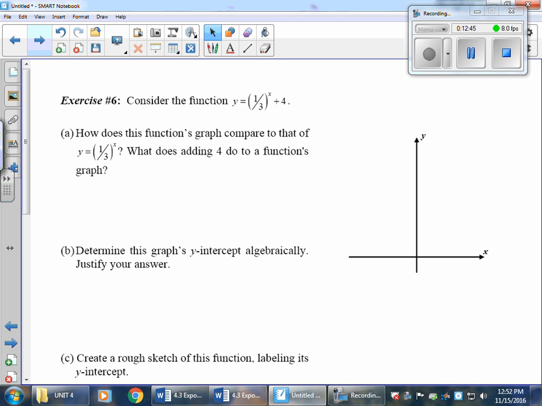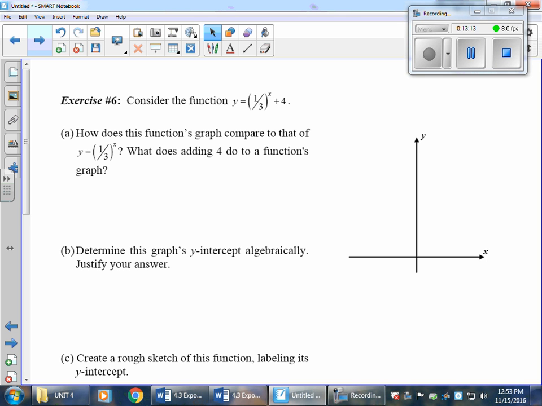Exercise number 6. Consider the function y equals 1/3 to the x plus 4. How does this function's graph compare to that of y equals 1/3 to the x? What does adding 4 do to the function's graph? Now, if you had a graphing calculator at home, you could easily put both of these in there. But if you can't, you can make a table of values, and you can see what happens.